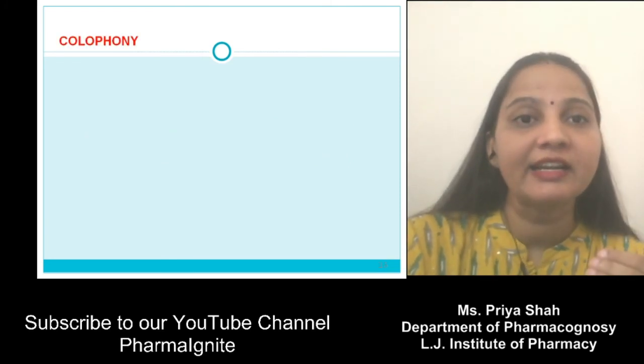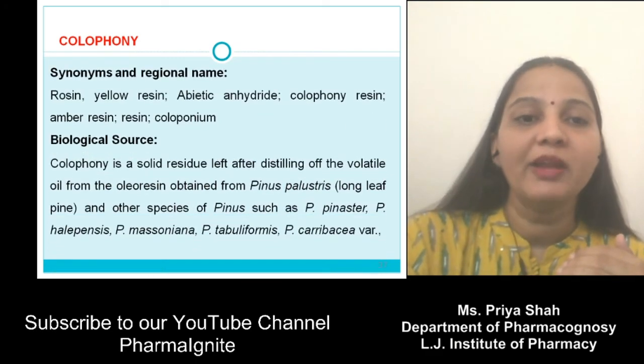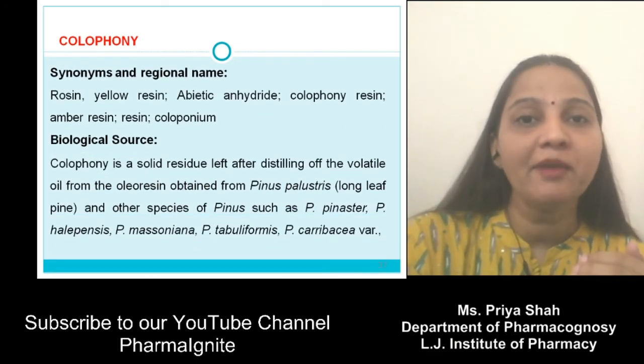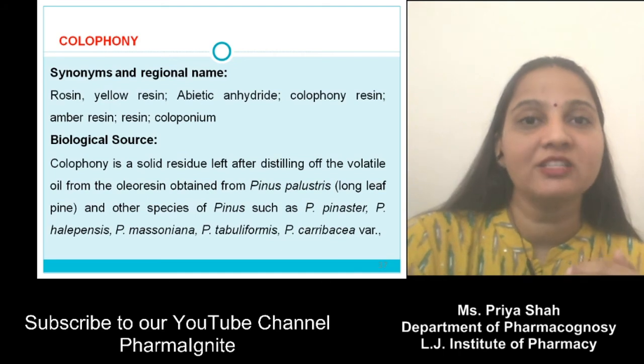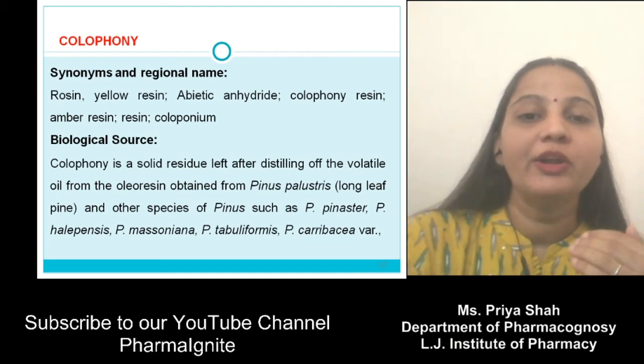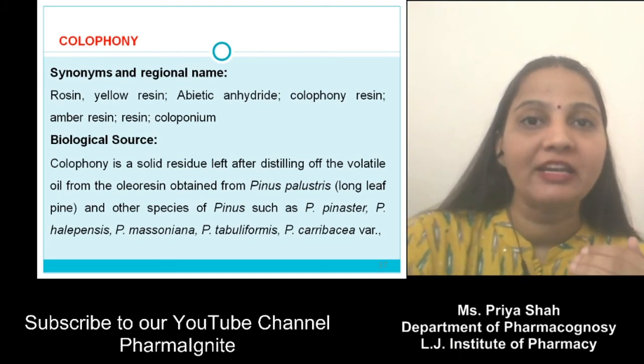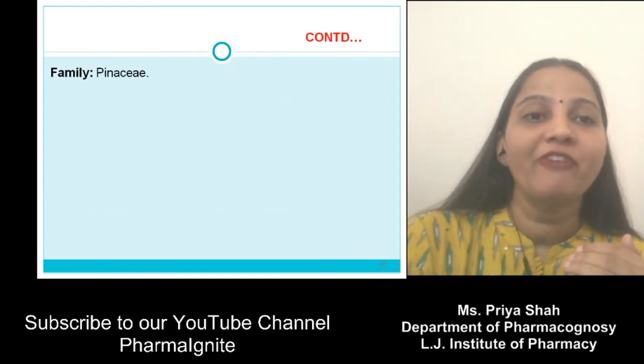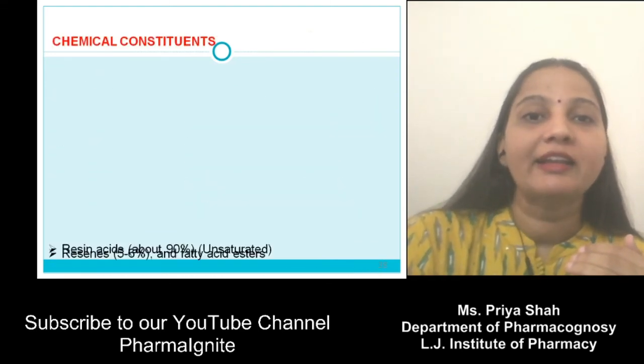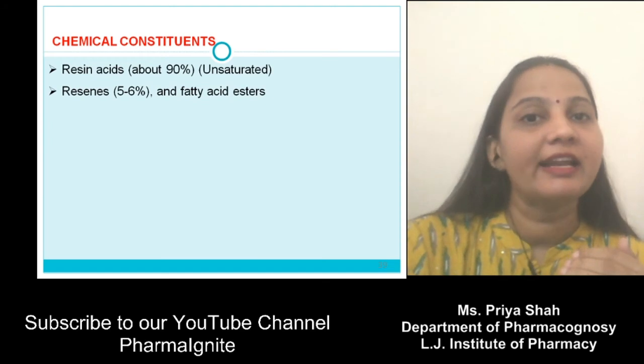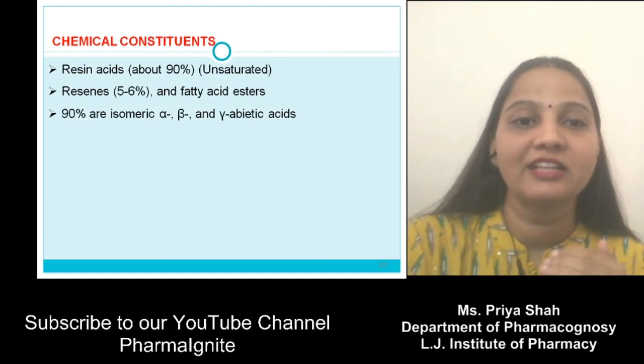Now, the next drug is colophony. Colophony is an acid resin containing drug. Mainly, as the biological source, it can be obtained from different species of Pinus trees, mainly from Pinus palustris, and the family is Pinaceae. Then, the chemical constituents are mainly resin acids. These acids are present in saturated as well as unsaturated form.